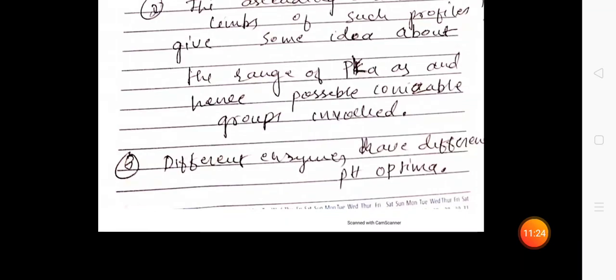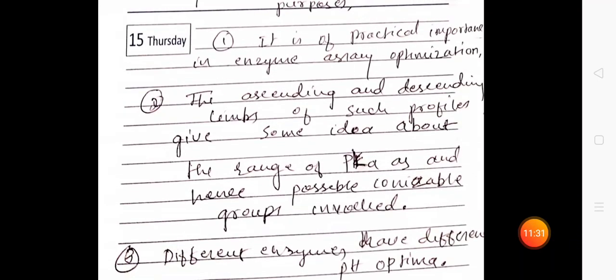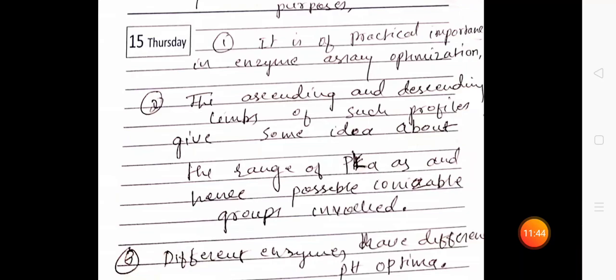And the second point is that different enzymes have different pH optima. So these are all the factors that affect enzyme activity and enzyme kinetics. So thank you for this. Again I will continue in the next class with the Eadie-Hofstee plot and continue with this.